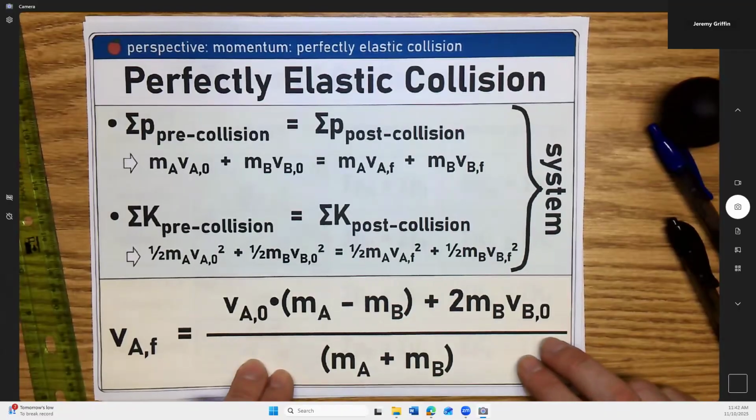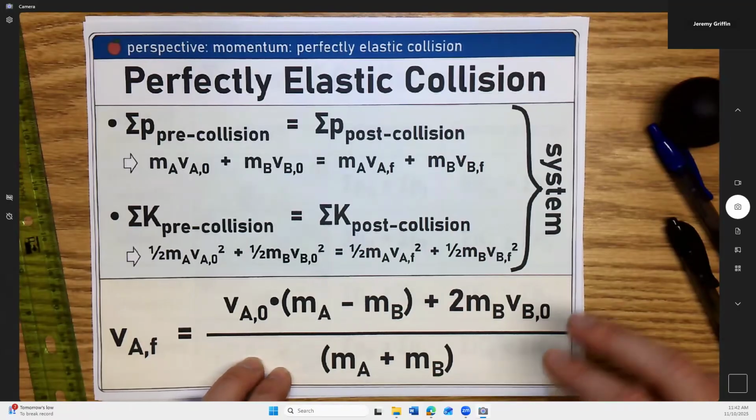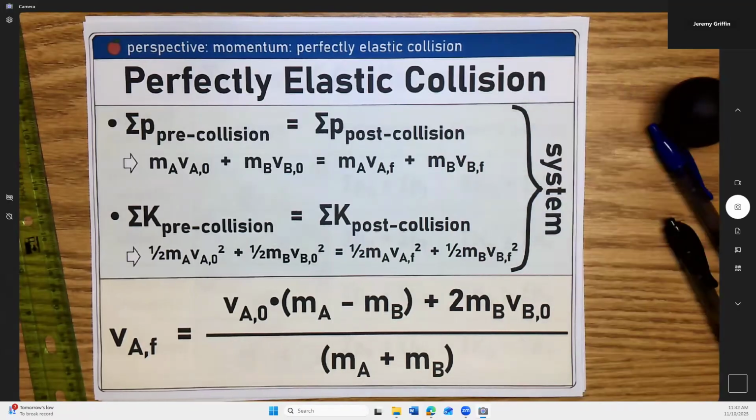I'm not going to expect you to memorize this. And in AP, they rarely ever ask elastic collision questions. I've seen them ask two categories of questions, just very rarely in the past. And I'll tell you what they are.